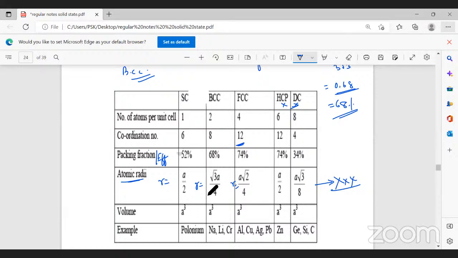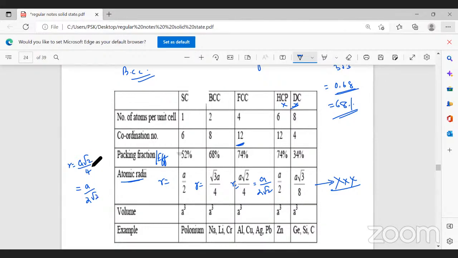For face-centered, what is the relation? R is equal to A root 2 by 4. Otherwise, we can write it as A by 2 root 2 also. Can we write this? If you have R is equal to A root 2 by 4, can we write it as A by 2 root 2?